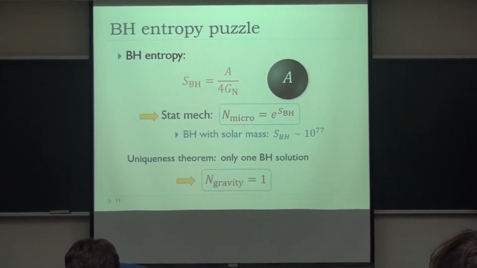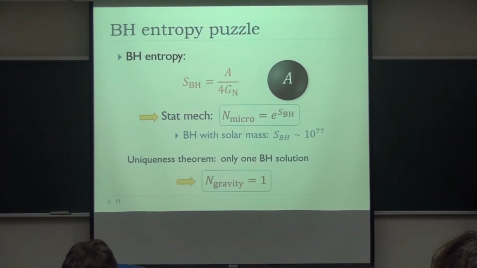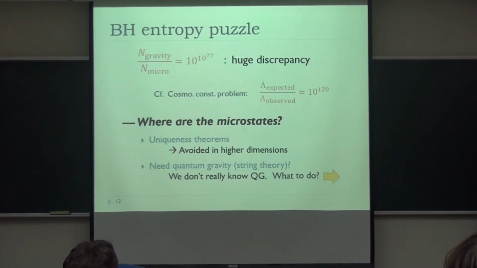On the other hand, there is the uniqueness theorem, which says that given the black hole mass and charge, there is only one solution. Then this seems to suggest that there is only one state in this system. So how can they be consistent? The discrepancy is huge, because this divided by this is 10 to the 10 to the 77, for example.